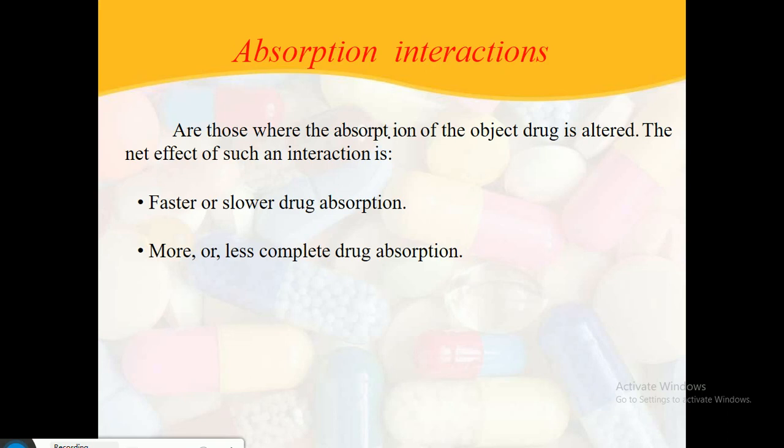The net effect of this interaction may be faster or slower drug absorption. So there will be two types of changes: either the absorption will be fast, or it will be slow. There are 4 different parameters: the absorption will be faster, slower, less, or complete absorption.